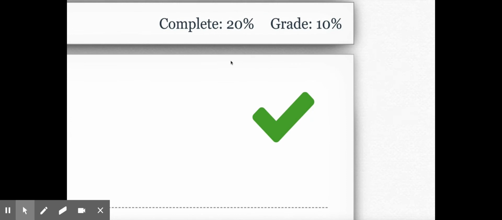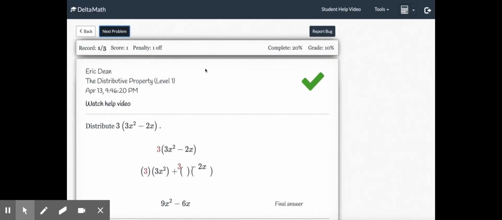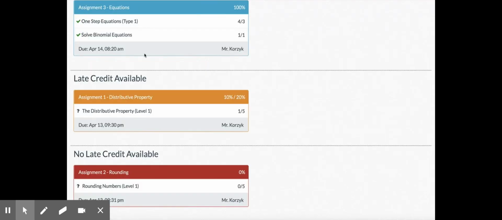Now there's 2 scores that you're going to see. You're going to see your completion and your grade, which are different because the assignment is late. So since we did 1 out of 5 problems, we did 20% of the problems. So our completion percentage on the assignment is 20%. But the teacher is only giving us half credit for late work. So you'll see 2 grades, and that's what happens when you have late work.